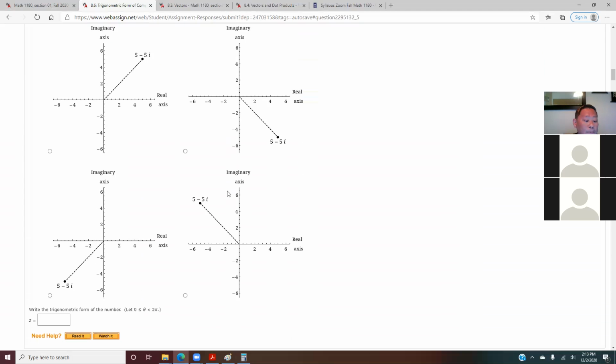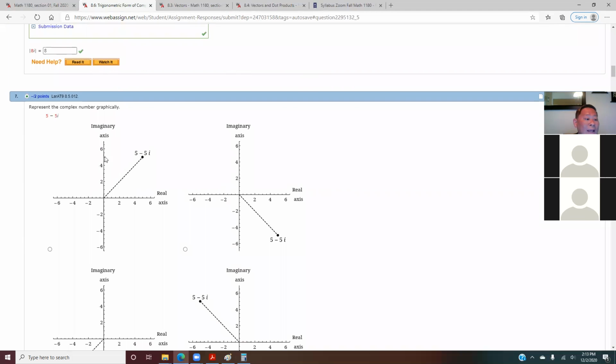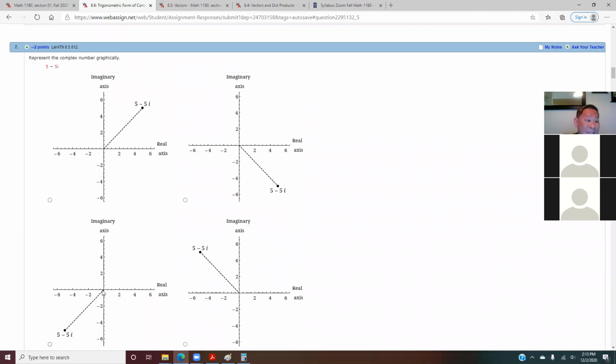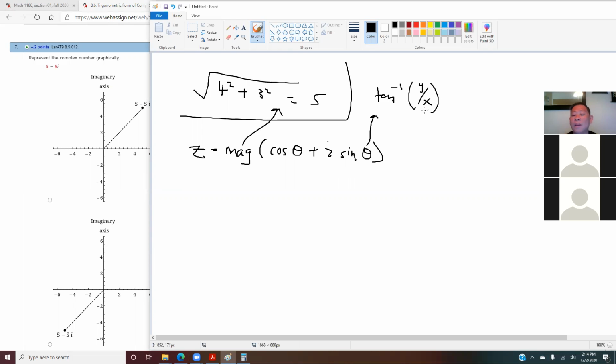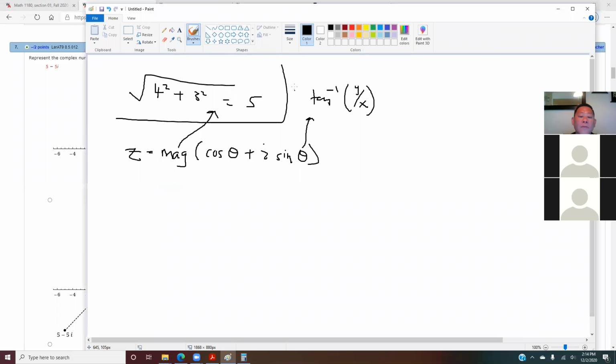Now the next thing you need to know here is how to write this in trigonometric form. So when you have 5 minus 5i, in order to write this in trigonometric form, z is the magnitude, which is the one that you just found here, times cosine theta plus i sine theta. The magnitude is the same thing you just found over there. For theta, you have to use the arctangent of y over x, the one that we did last time. This is how you find theta.